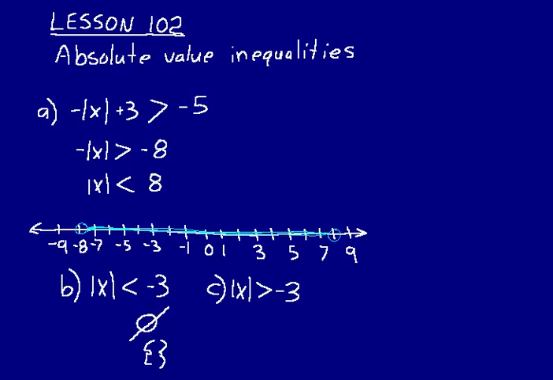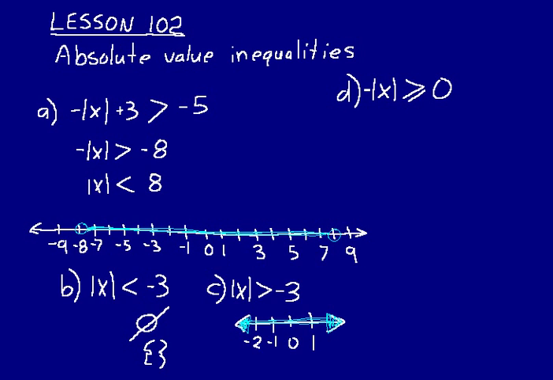Well, the absolute value of any number is going to be greater than or equal to 0. So then it's definitely greater than -3. So this would include all numbers. So we could just draw a number line. And we could shade the whole thing in to represent that we're including all numbers in this set. So the absolute value of x greater than a negative number, that means any number. Any number, its absolute value will be greater than -3.